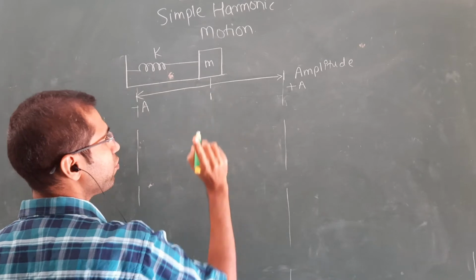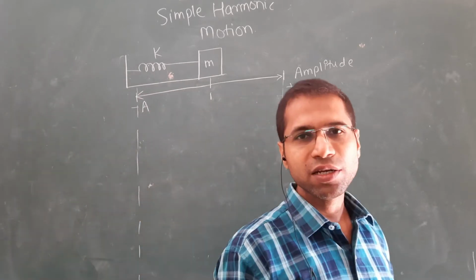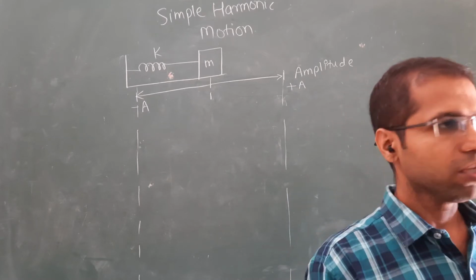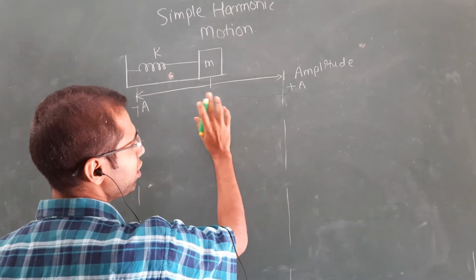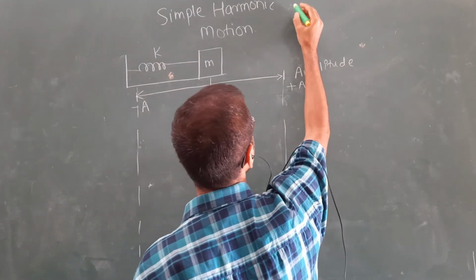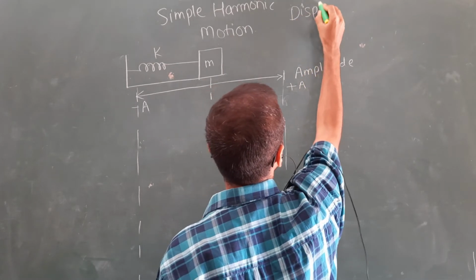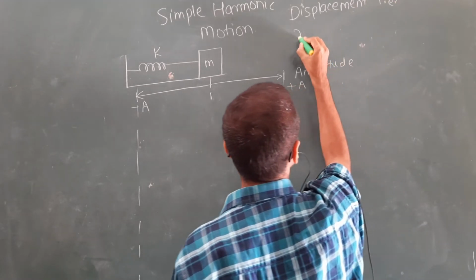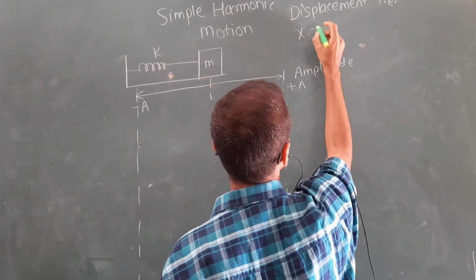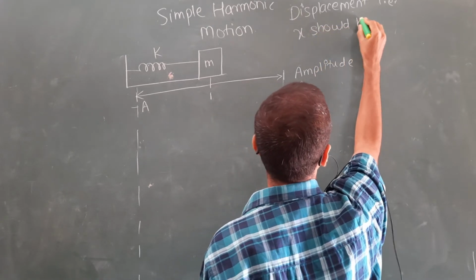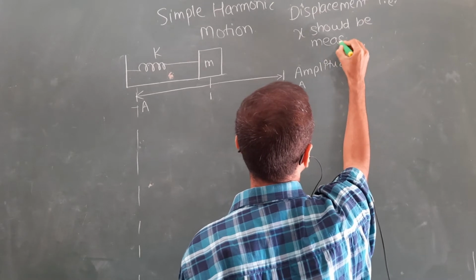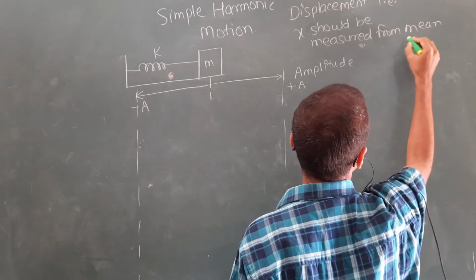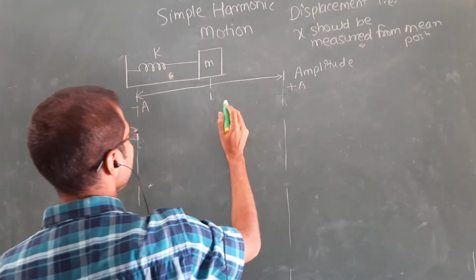By the sign conventions, one very important thing which students often forget is that whenever we are taking a displacement, we have to take that displacement from the mean position. So whatever displacements we are going to measure, we are going to measure from the mean position. Very important point. Displacement, that is x, should be measured from the mean position. We can call it a mean position, equilibrium position.